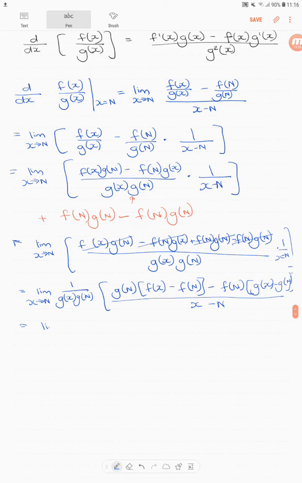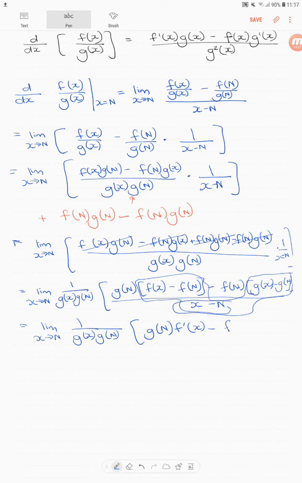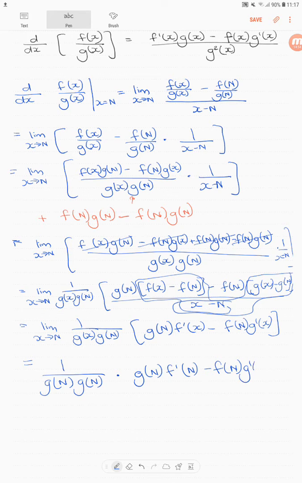And that is equal to the limit as x approaches n of 1 over g x g n times f x minus f n over x minus n, which is f prime x, minus g x minus g n over x minus n, which gives minus f of n g prime of x. Just write that neatly, g prime x. Then we take the limit, which is 1 over g n times g of n f prime n minus f n g prime n.